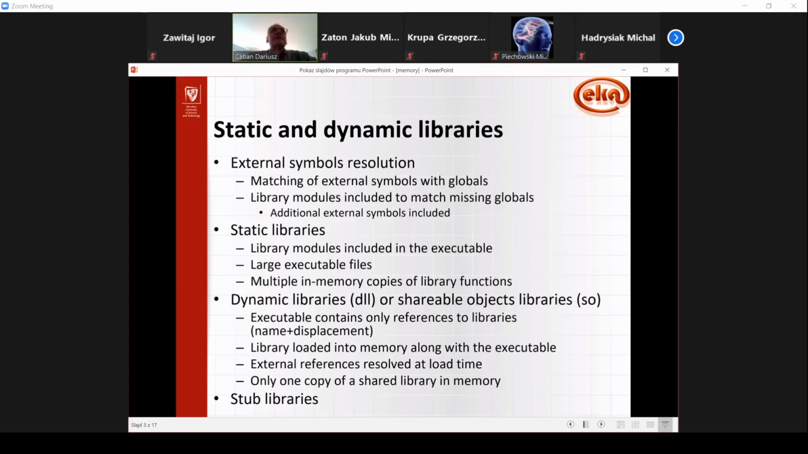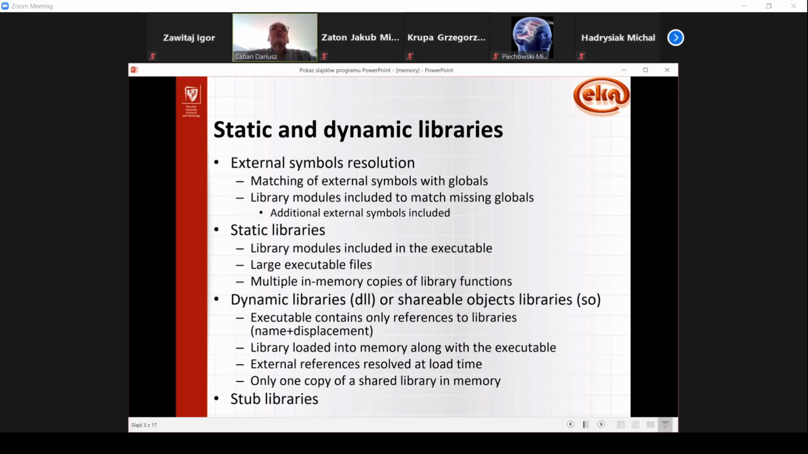There is another approach and another type of libraries, the so-called dynamic libraries. That's a name which was introduced by Microsoft, really. The DLL file is such a dynamic library. So DLL stands for Dynamic Link Library, and this is something different from the static libraries.